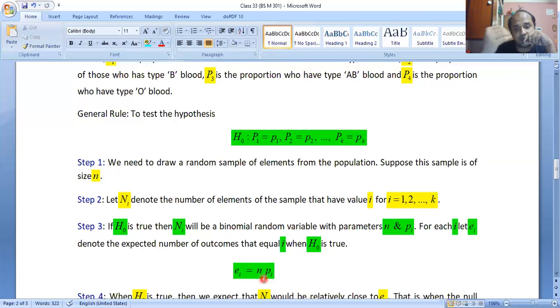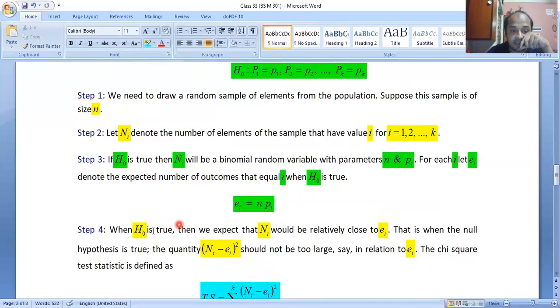Now there is a difference between the two items. Capital Ni is my observed frequency and small ei is my expected frequency. I want to test how these observed frequencies and the expected frequencies are connected to one another. So in step 4, we have written that if H naught is true, then we expect that capital Ni, that means the observed frequency, would be relatively close to small ei, that means expected frequency. That is, when the null hypothesis is true, the quantity Ni minus ei whole square, the square of the difference of these two frequencies, shouldn't be too large in relation to ei.